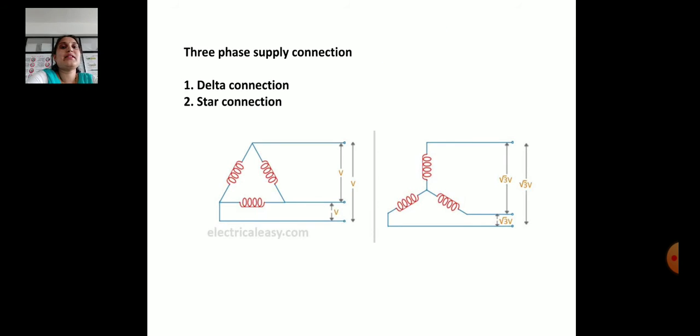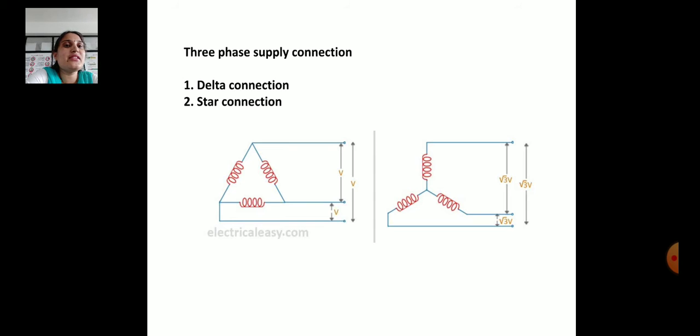Now as there is a three-phase system, there are three-phase supply connections. There are two types of three-phase supply connection: one is the delta connection and the second is the star connection. The figure shows the delta and star connections. Three-phase means three windings are required. Here three windings are connected like this, so it looks like the letter delta. That connection is called a delta connection. It has three wires, so I can say it is a three-phase, three-wire delta connected system.